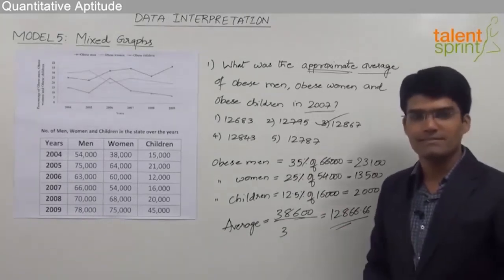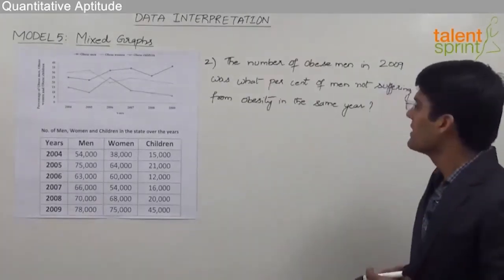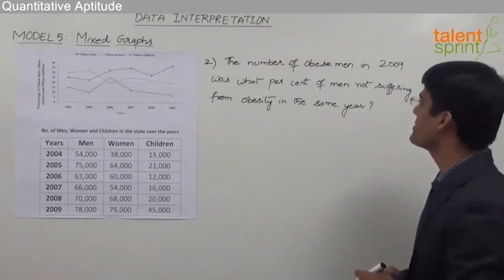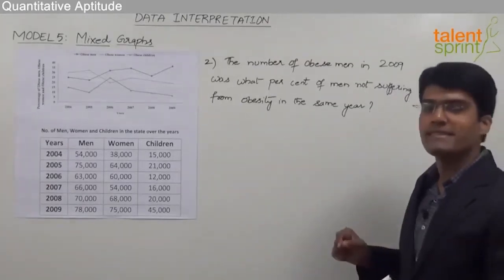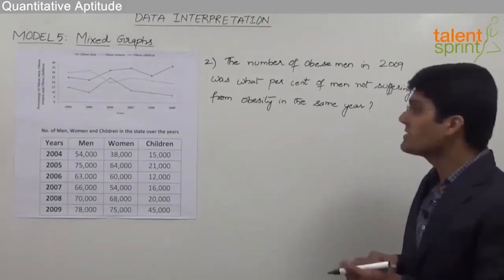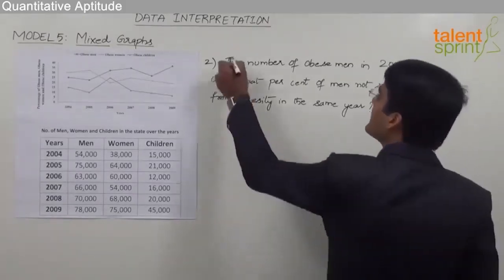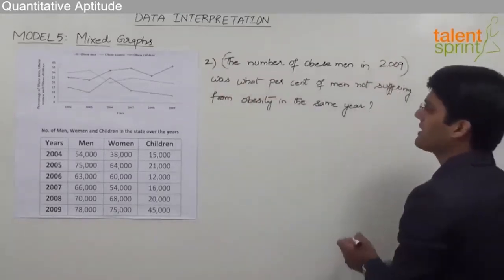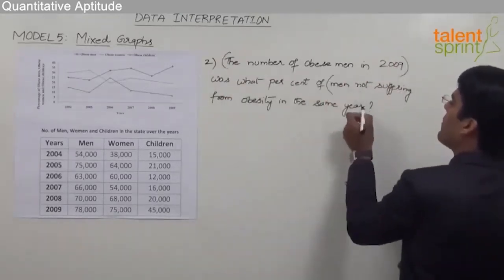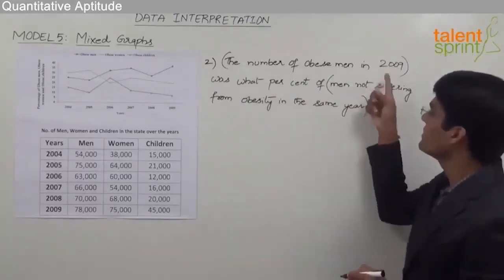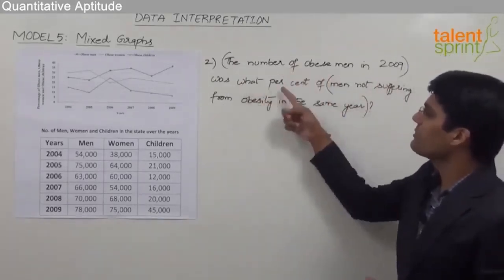The second question here is, the number of obese men in 2009 was what percent of men not suffering from obesity in the same year? So if you observe, this question is in the form of X is what percent of Y. The X here is the number of obese men in 2009, and the Y here is men not suffering from obesity in the same year. That means in 2009.